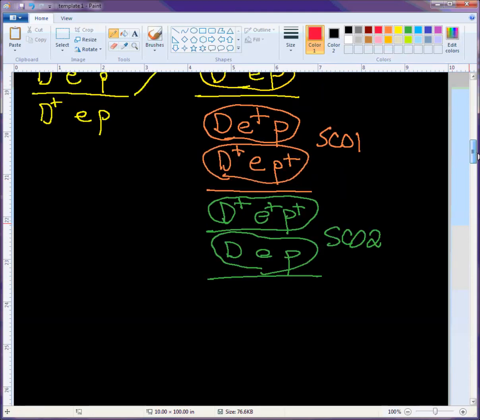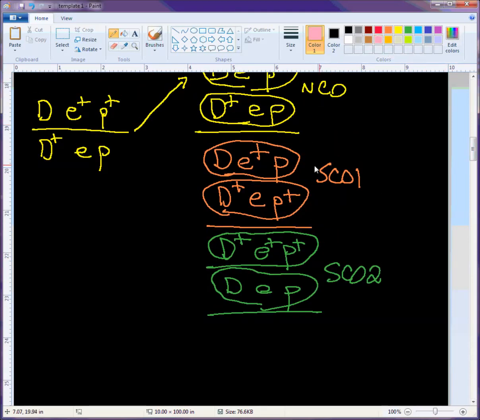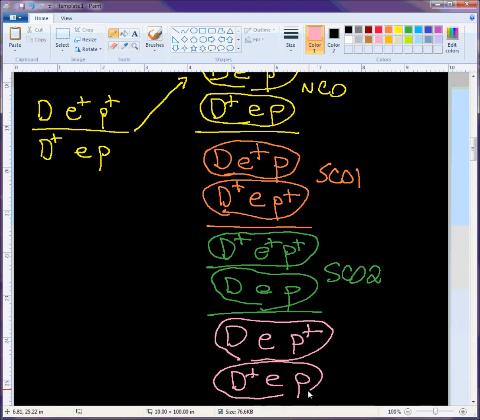The double crossover class. Let's use pink. Now, double crossover, we're assuming that this is moving up, this is moving down, and then this one's moving up, and this one's moving down. Or, more simply, that these guys right here are just going to switch places. Okay, so let me draw those out here. D, E, P plus for one gamete, and D plus, E, P for the other gamete. Okay, and that's the double crossover class.